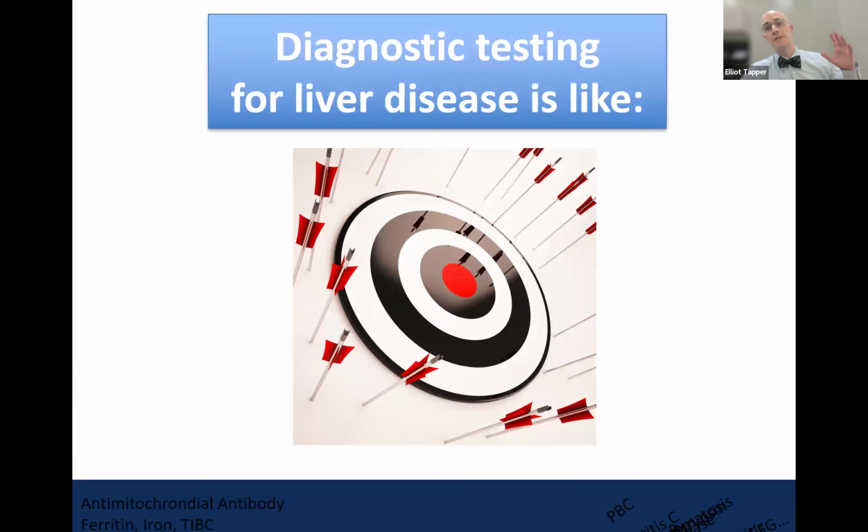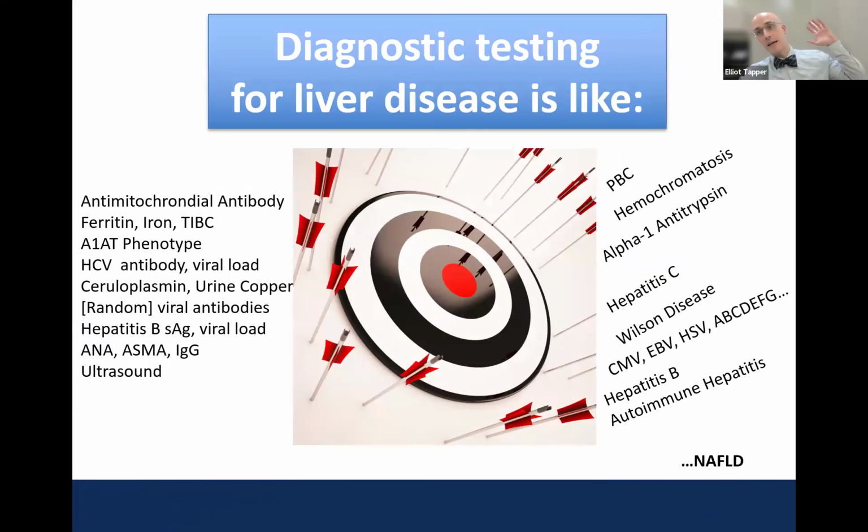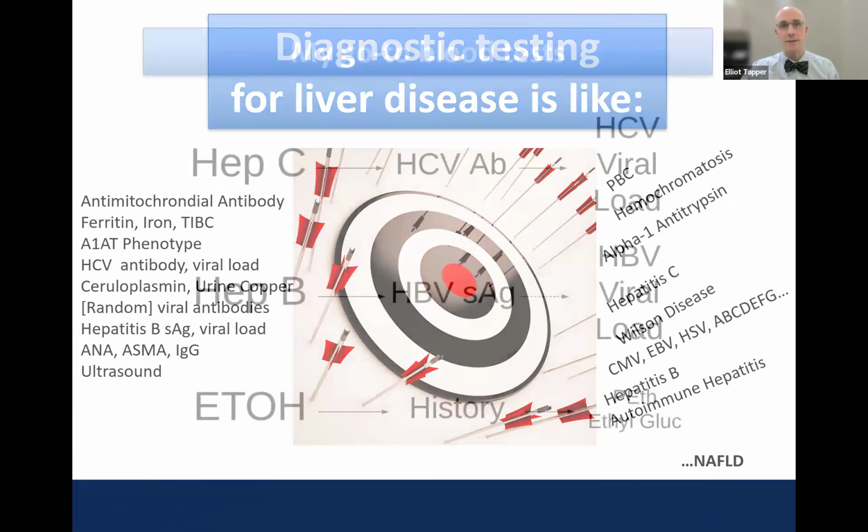Diagnostic testing for liver disease is often like sticking your hand in your quiver and throwing everything at a board and seeing what sticks. There are all of these blood tests for all these various super rare diseases, but there's no positive test that will tell you whether or not your patient has fat in their liver.